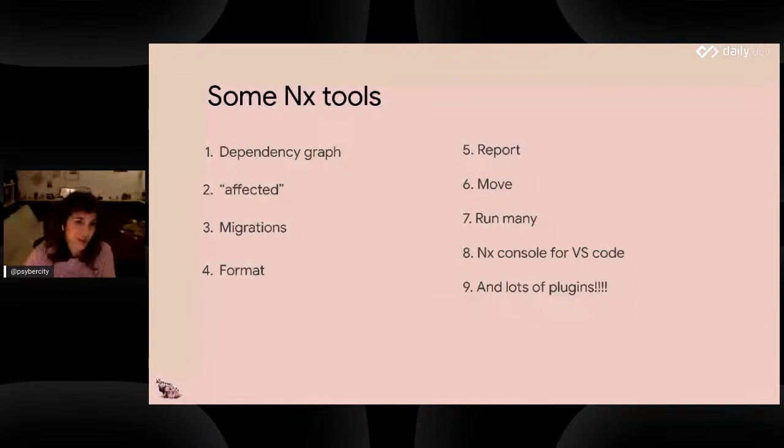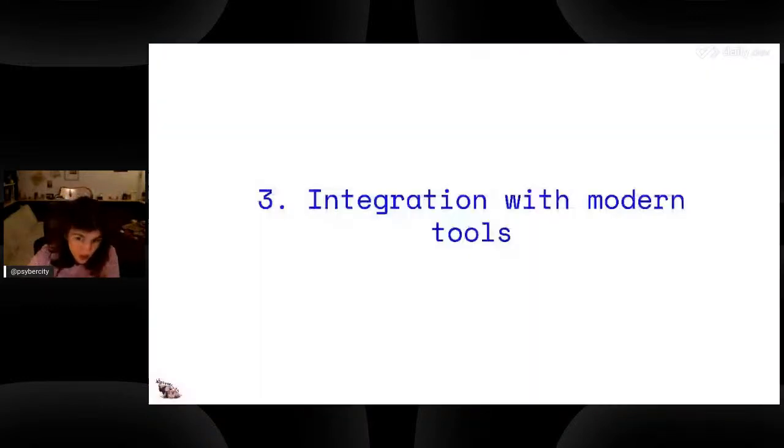Some of the Nx tools: there is the dependency graph. It takes care to analyze your workspace and understand the affected paths. It helps you migrate between different versions. It helps you format. You can get a report of all the versions you're using. You can do folder rearrangement. You can run many things in parallel. You can have a graphical user interface with Nx Console for VS Code, which we're going to see in a bit. And you have a lot of plugins.